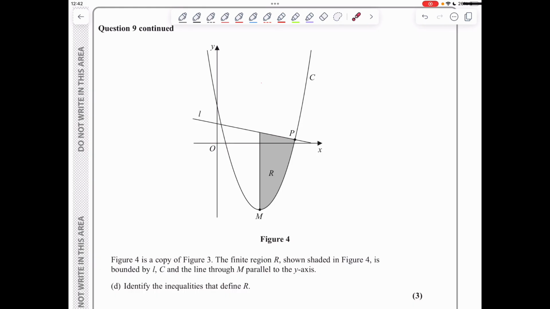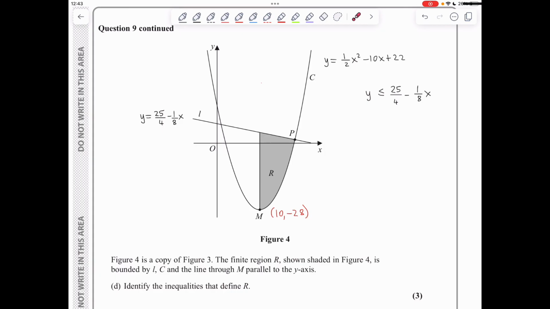In part D, we're asked to identify the inequalities that define the region R, shown shaded here. So we have already seen that the equation of the curve is y is a half x squared minus 10x plus 22. The equation of the straight line is y is 25 over 4 minus 1 over 8x. We have already found the coordinates of point M to be (10, minus 28). And we can see that we certainly need to be below the straight line. So we need y to be less than or equal to 25 over 4 minus 1 over 8x.